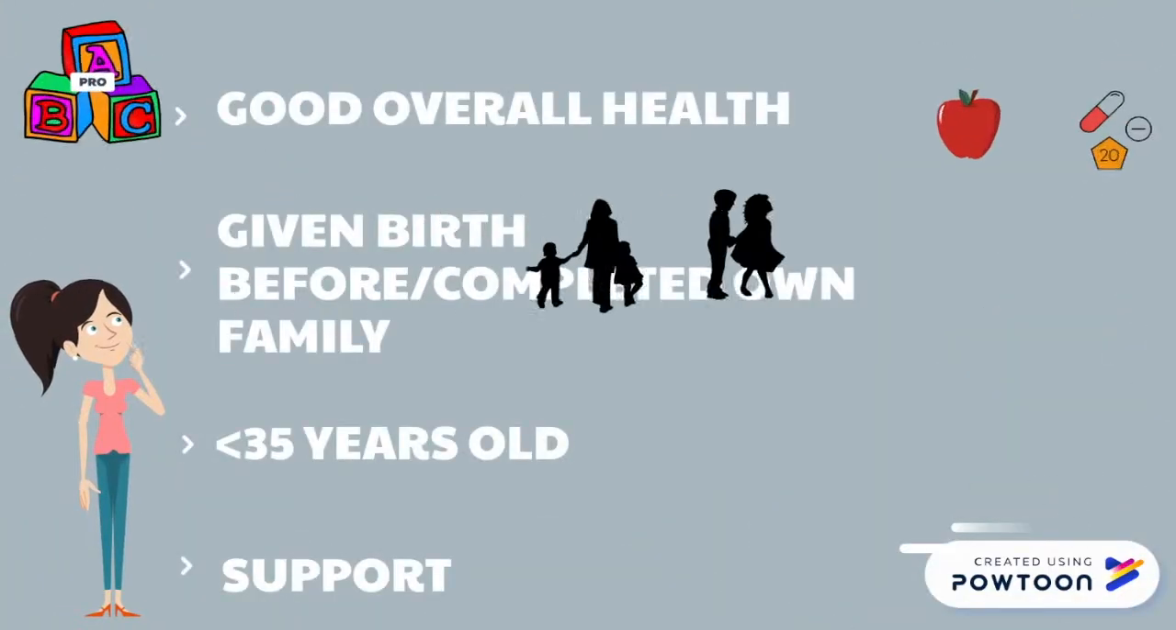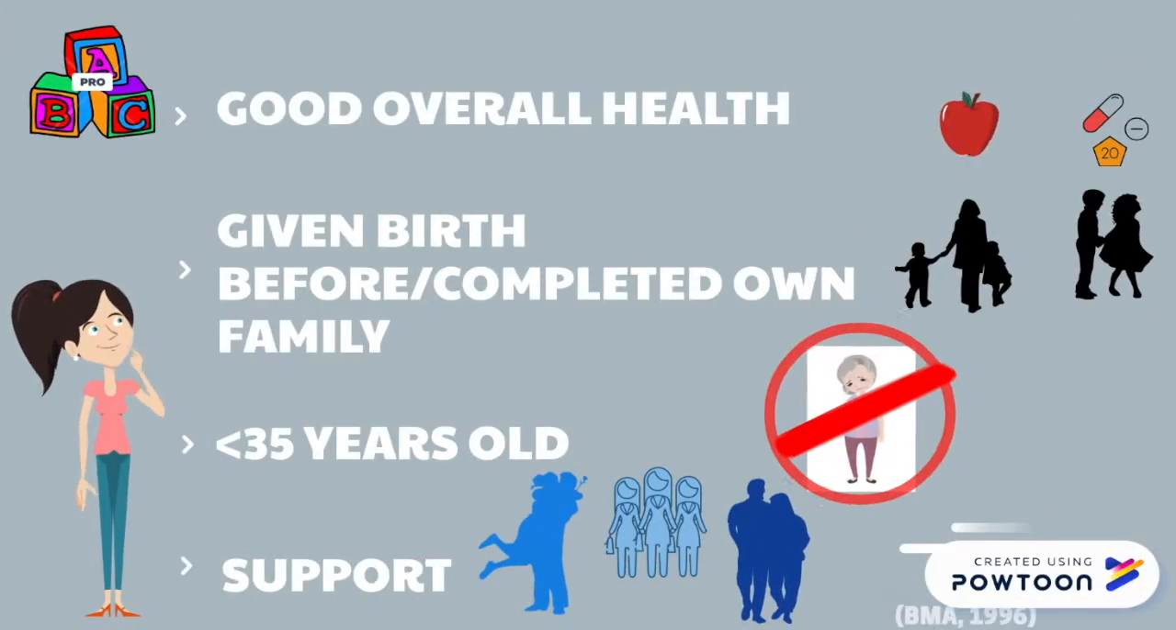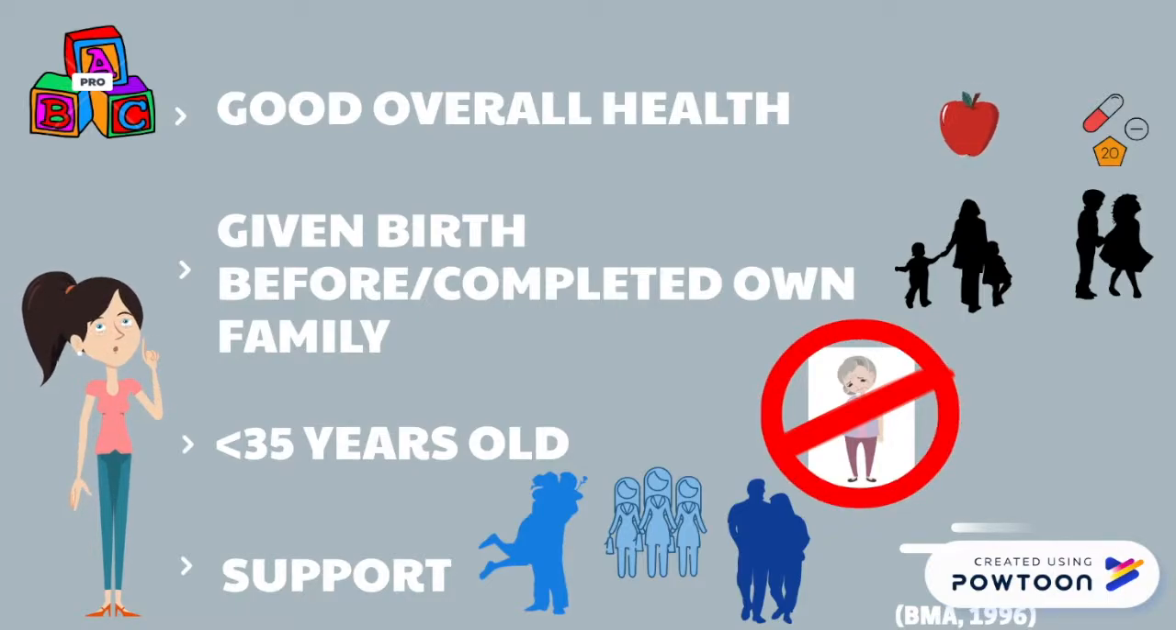There are certain expectations for a surrogate mother. A surrogate mother must have good overall health that will allow her to undergo a pregnancy with the minimum risk to her own health. A surrogate mother should also preferably have given birth to at least one child previously or have completed her own family. Donation of eggs should be limited to those up to 35 years old, as increasing age means an increase in the risk of chromosomal abnormalities.